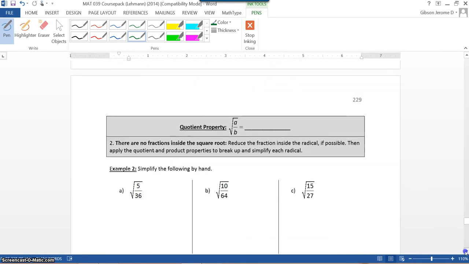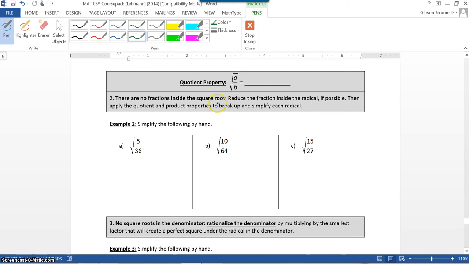Now we scroll on. It says the quotient property. We have the square root of A over B. Now this could be rewritten as the square root of A over the square root of B. Now, it says there are no fractions inside the square root. Reduce the fraction inside the radical if possible. Then apply the quotient and product properties to break up and simplify each radical.